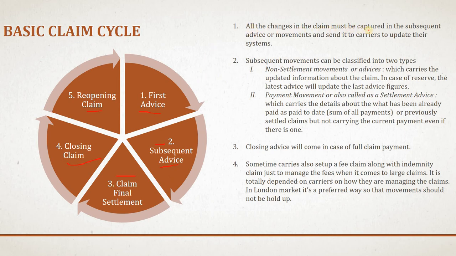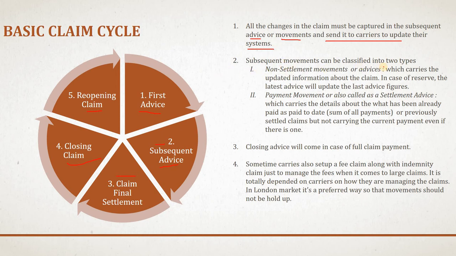All the changes in the claim must be captured in the subsequent advice or movements, which we also call a movement, and sent to the carrier to update their system. When we talk about the Lloyd's claim processes, we will see how the syndicate claim messages, which we also call SCM, initial SCM, and then subsequent SCM, work, what information the subsequent SCM carries, and why it is called a subsequent SCM. We will see all those things in the subsequent slides.